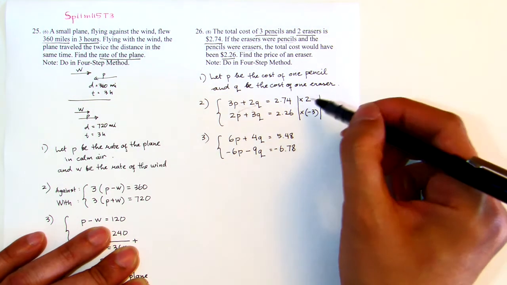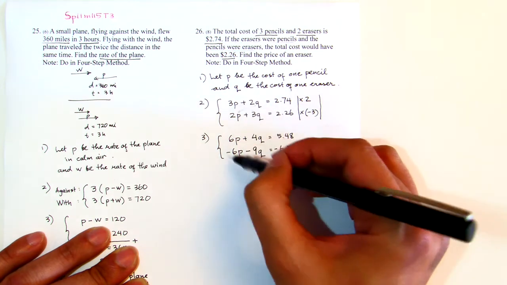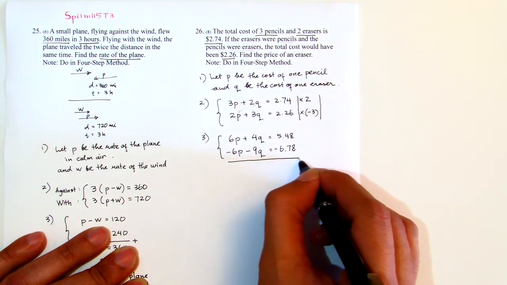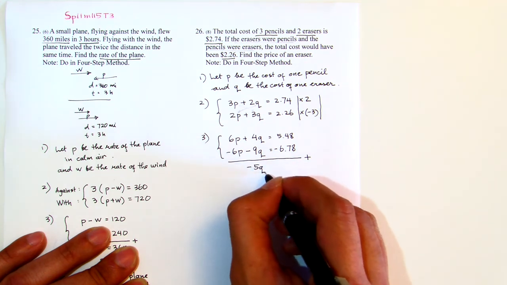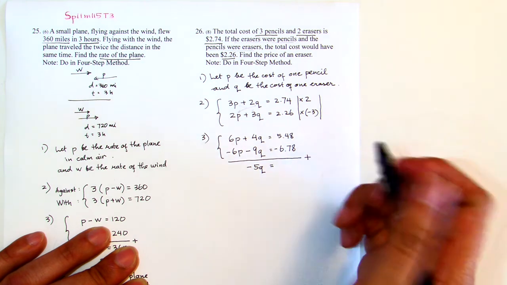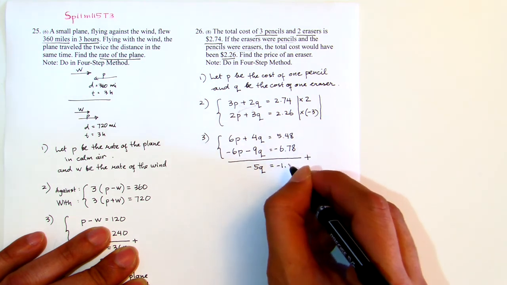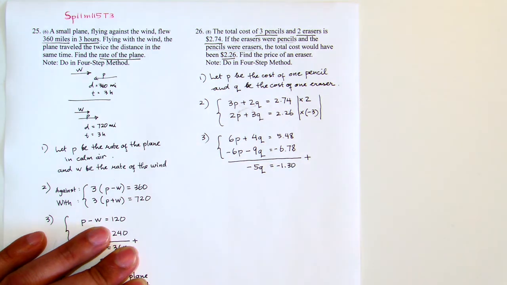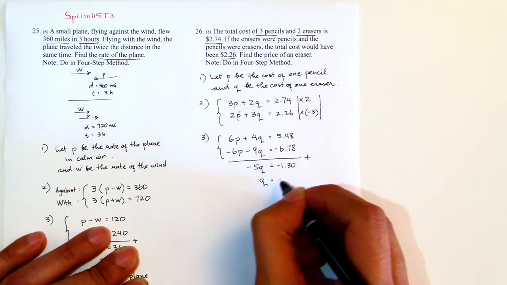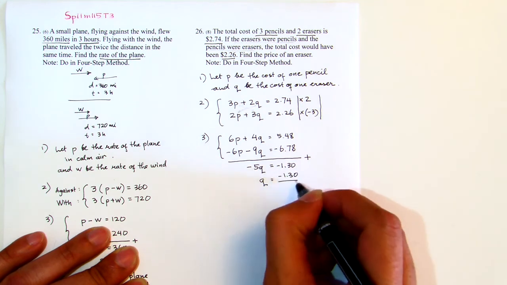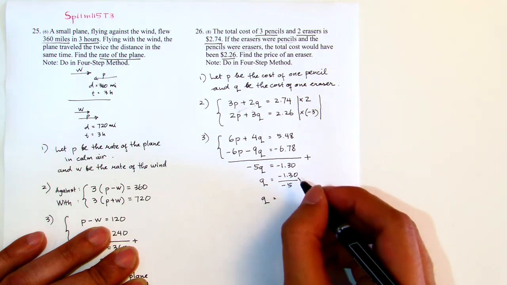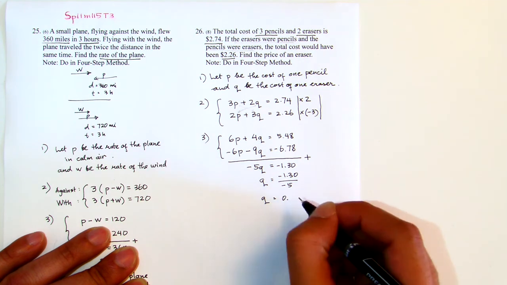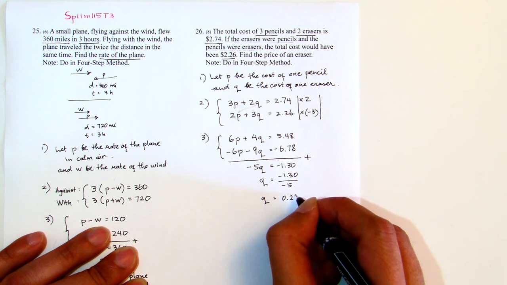Okay, now notice that we purposely set it up this way so that we can eliminate the P. Now once P has opposite coefficients, we will add them and we get -5Q equals the sum of these two, which is -1.30. So this implies Q will be -1.30 divided by -5. Q equals, what will that be? 0.26.